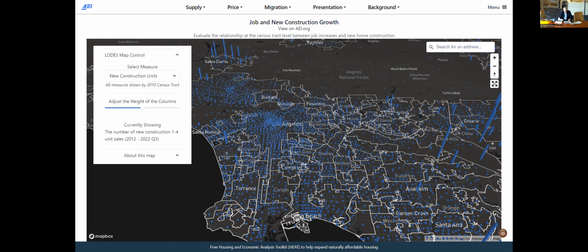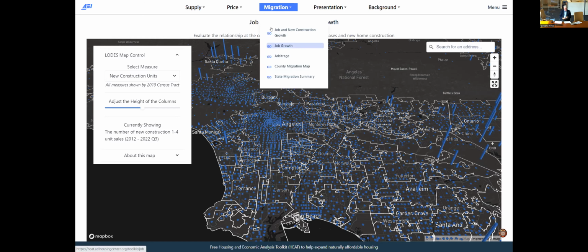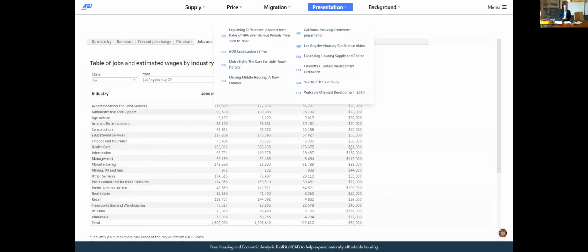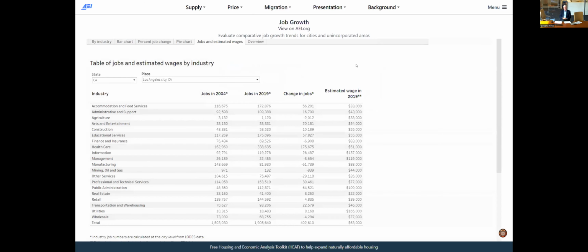So moving along, now we're going to shift to the next tool, which is a table of jobs and estimated wages by industry. This is really interesting because if you look at the change in jobs and the estimated wage in 2019, the average wage is about 63,000. So just let's go down. The first one is accommodation. It grew by 56,000 jobs. That was a big category. It has wages that are just barely half of the total average wage.